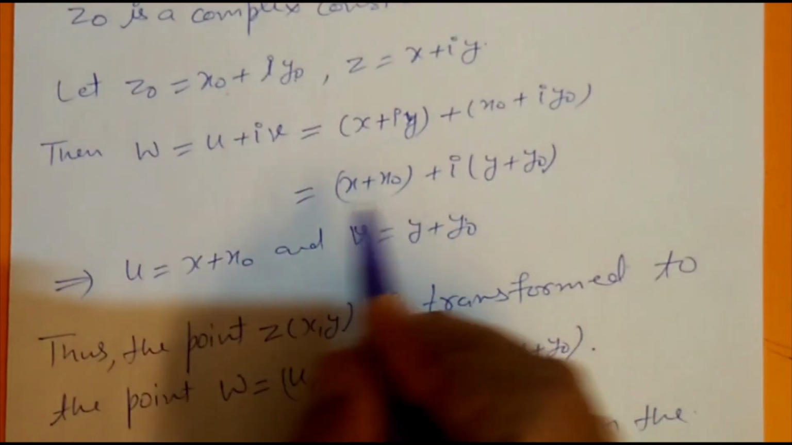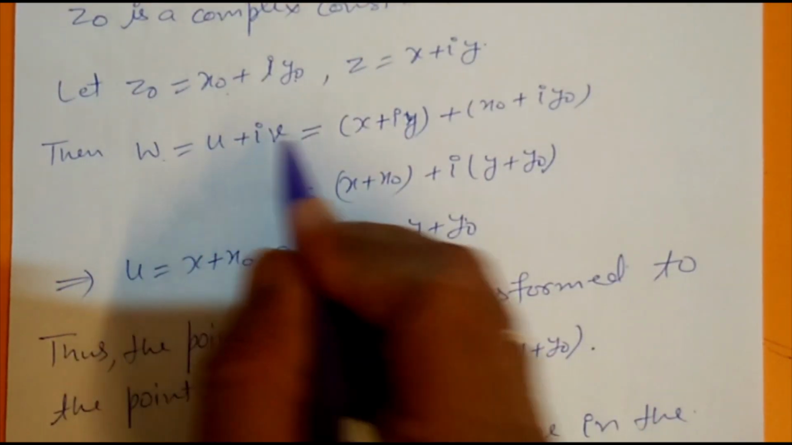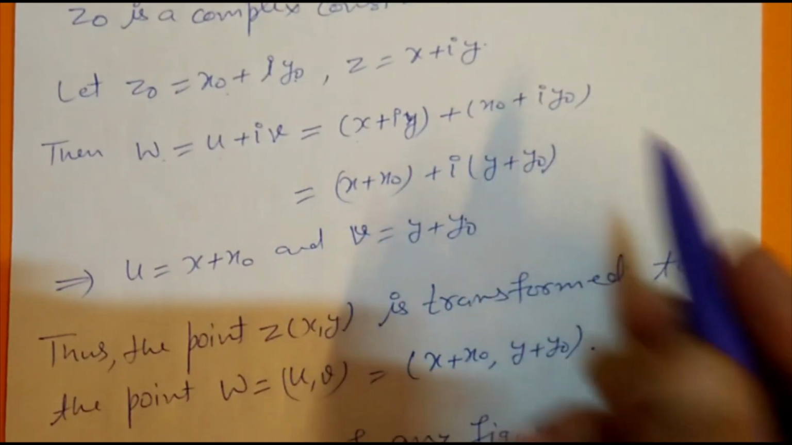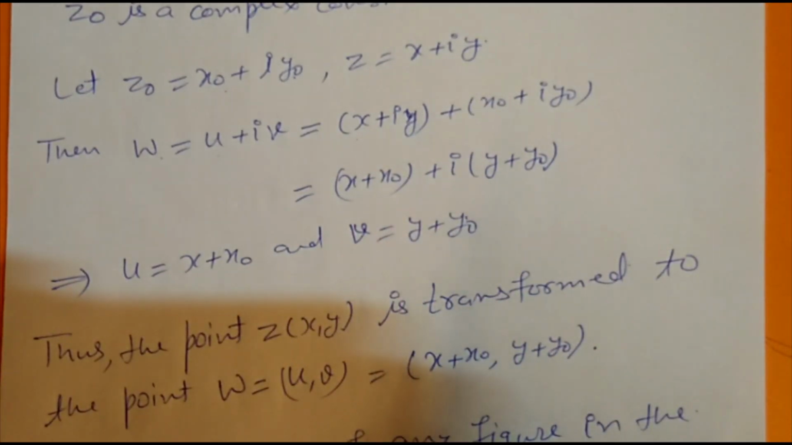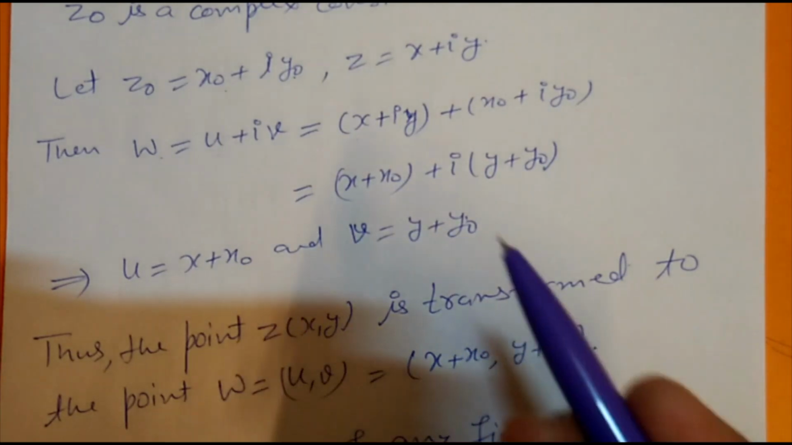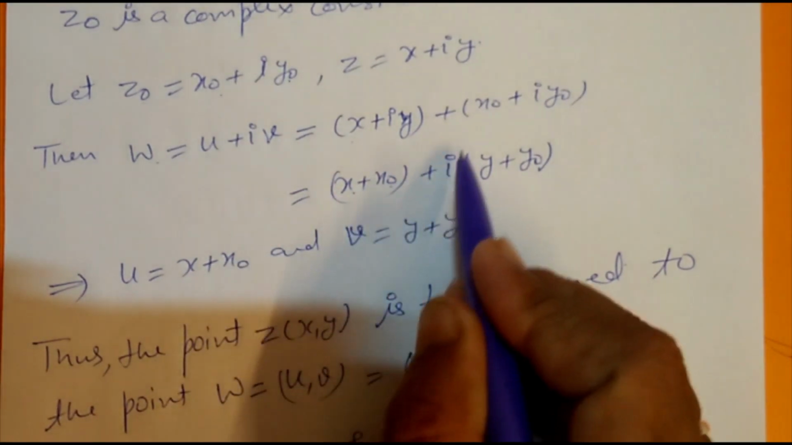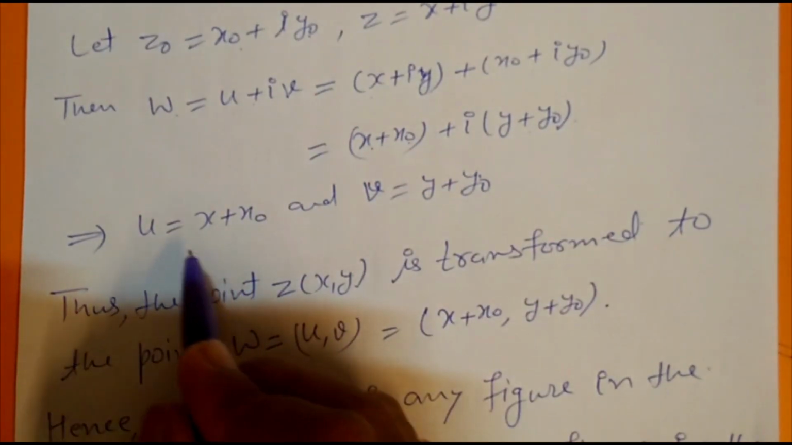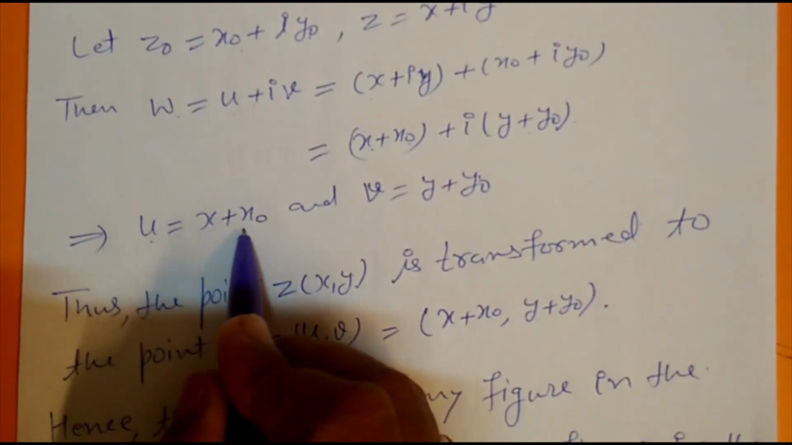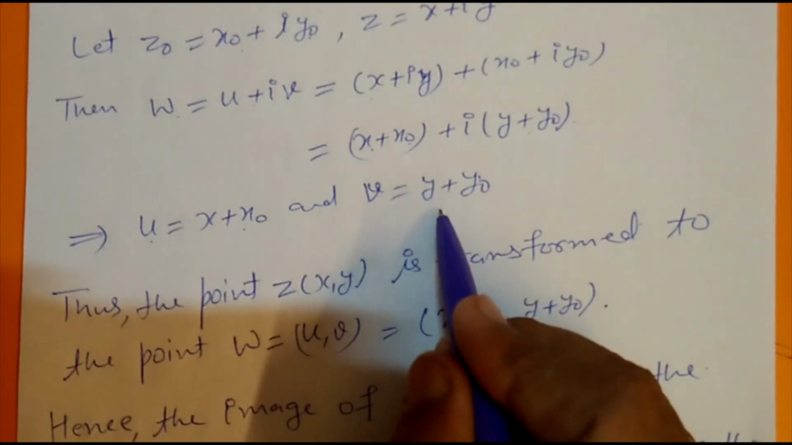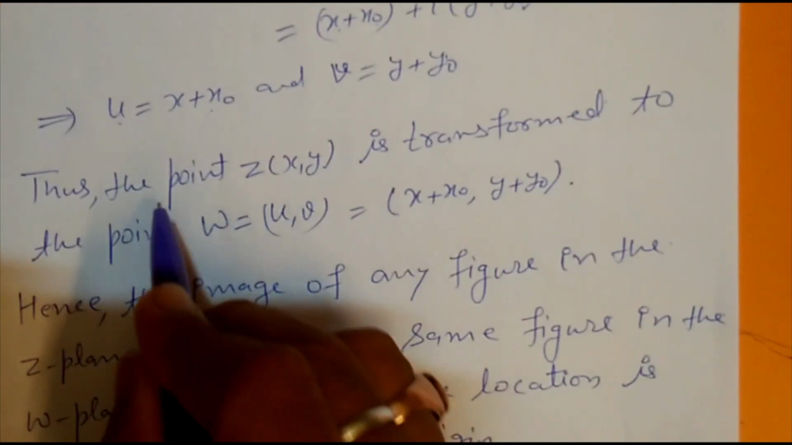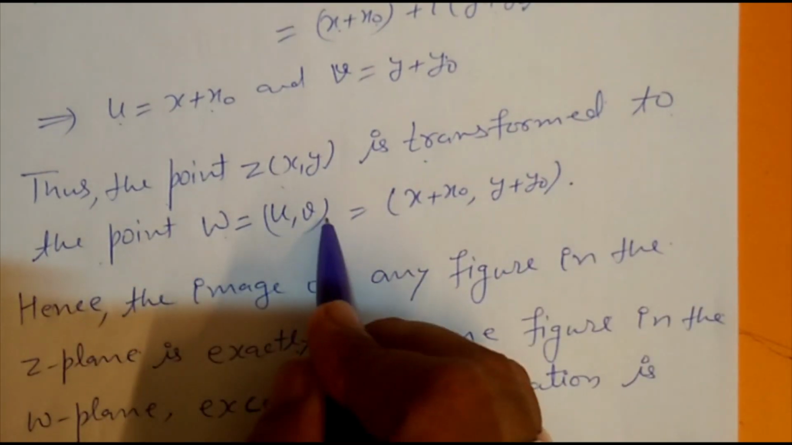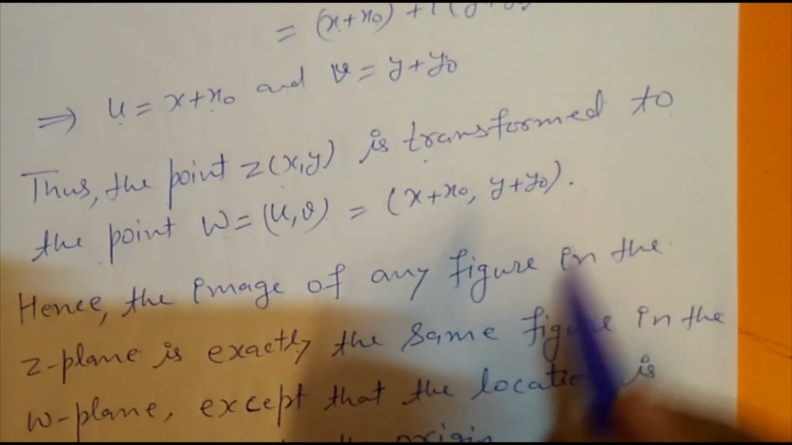So w is equal to u plus iota v, and w is z plus z naught, so x plus iota y plus x naught plus iota y naught. Now separate the real and imaginary parts, so we obtain x plus x naught plus iota times y plus y naught. So comparing both sides, the real and imaginary parts, u is equal to x plus x naught, and v is equal to y plus y naught. Thus the point z (x, y) is transformed to the point w (u, v), that is (x plus x naught, y plus y naught).